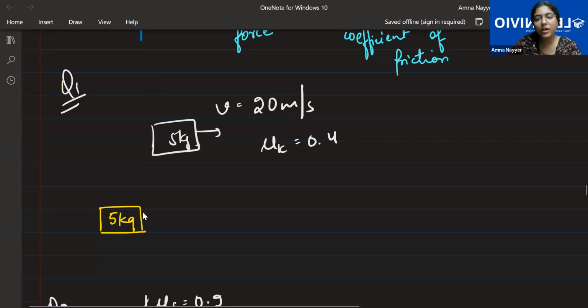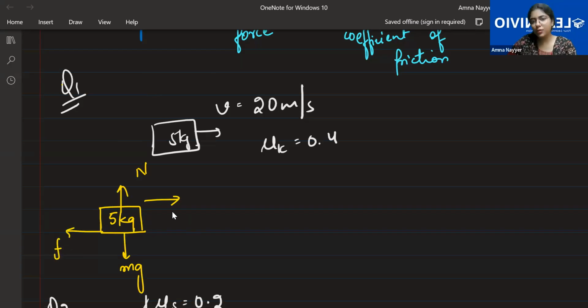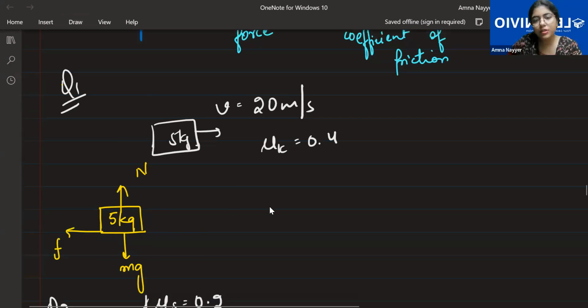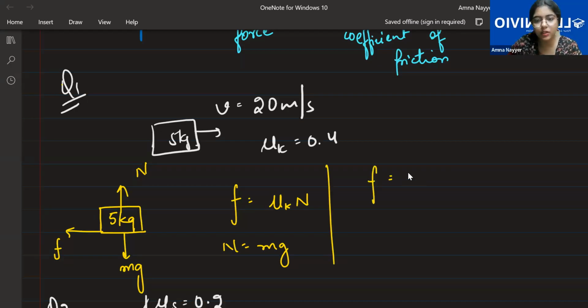So see, the body is in movement here. If I draw the FBD, I'll get normal reaction here, I'll get mg here, and I'll get the friction force here. But again, this has nothing to do with it until another force acts. Even if the body is moving here, it doesn't count. So here also we'll use the same formula, mu k into n, and our n is equal to mg. So F is equal to mu k mg. So force of friction will be 0.4 into 5 into 10, that is equal to 20 Newton.